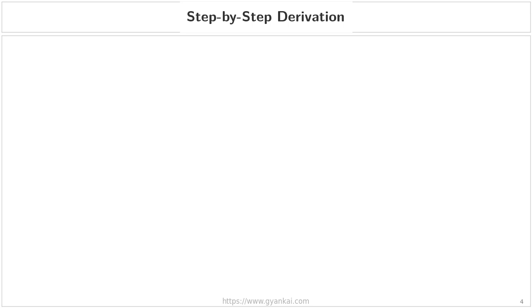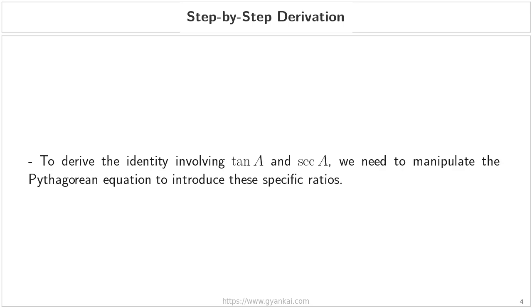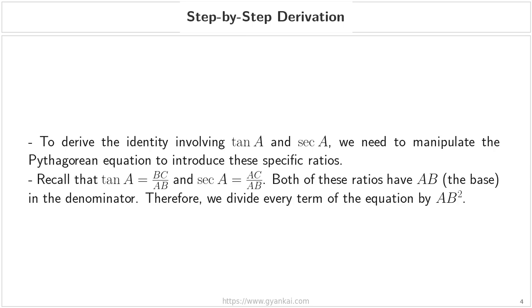Step-by-step derivation. Now that we have established our right-angled triangle and stated the Pythagorean theorem, where side AB squared plus side BC squared equals side AC squared, we need to figure out how to transform this equation into our target identity. Our goal is to derive an identity that specifically involves the tangent and secant ratios. If you look back at our definitions, you'll recall that tangent of A is equal to BC over AB, and secant of A is equal to AC over AB.